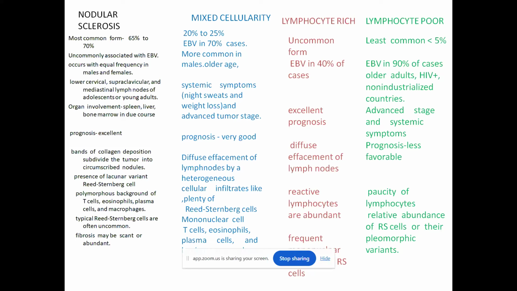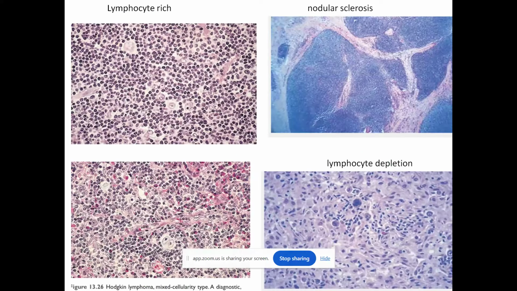And the prognosis is less favorable in lymphocyte poor. So here lymphoid cells will be very few, only the RS cells can be seen. The picture shows the lymphocyte rich type. Next are the bands of collagen separating the tumor cells into nodules in nodular sclerosis. The third picture is the mixed cellularity type with RS cells. We can see orange-colored eosinophils in the slide. And the fourth one is the lymphocyte depleted type, showing a decreased amount of lymphocytes.